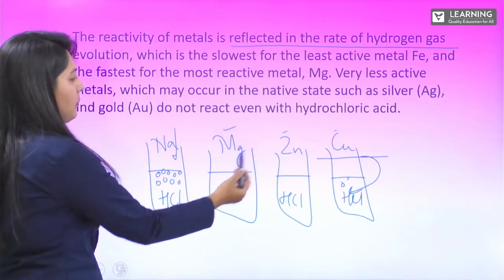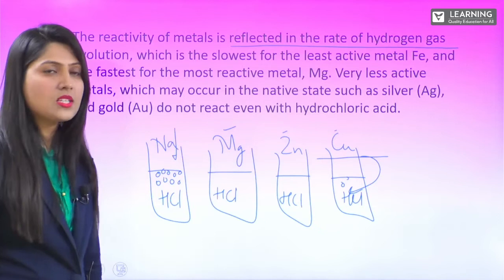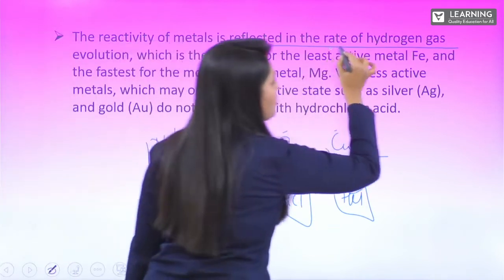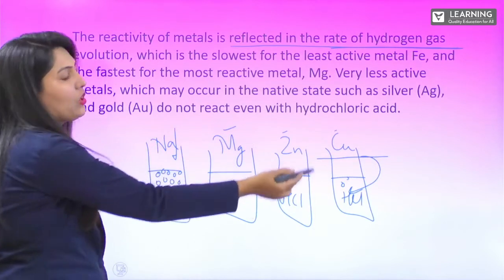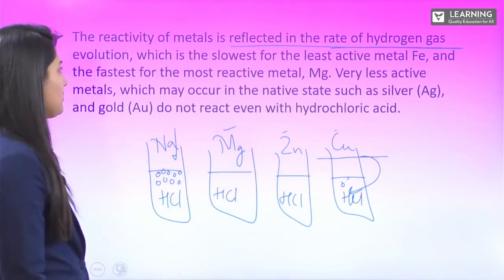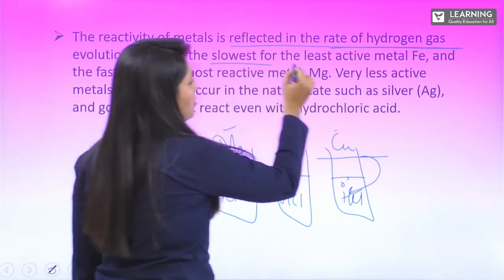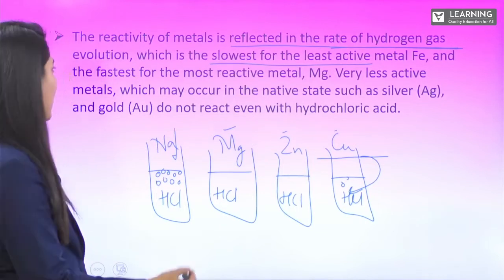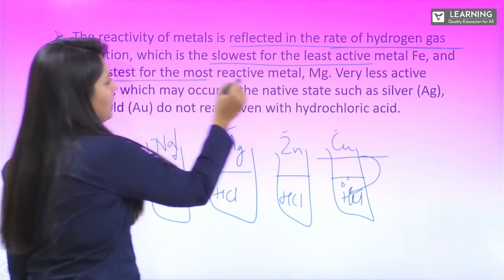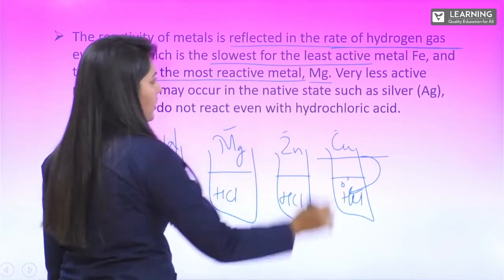Instead, you can see bubbles in magnesium and very few in zinc, because the rate of hydrogen gas evolved gives the strength or reactivity of the metals. You can see the hydrogen rate is slowest for the least active metals like iron and fastest for the most active metals like magnesium, sodium and so on.